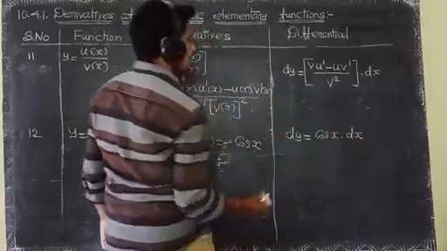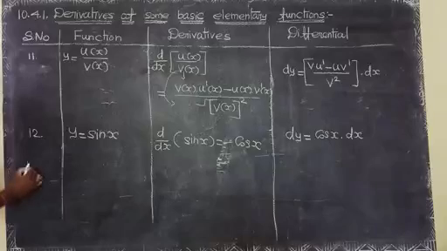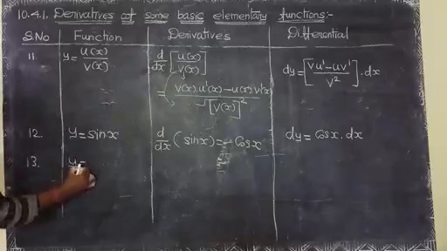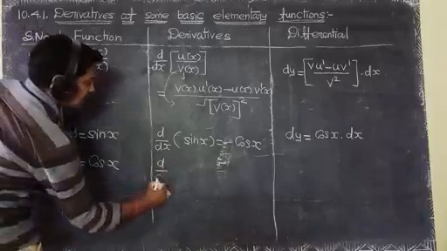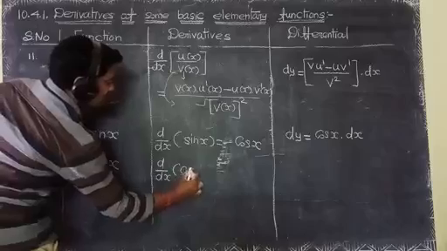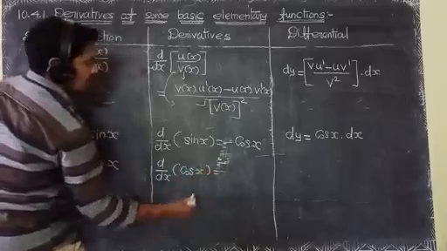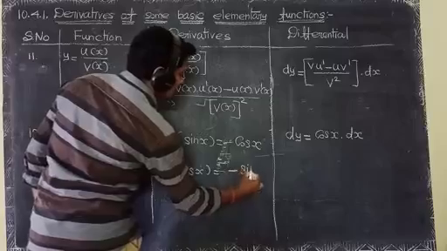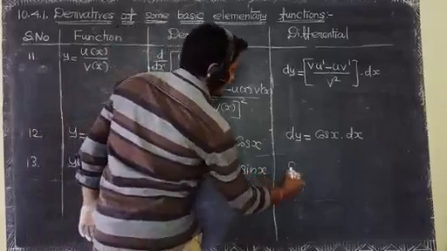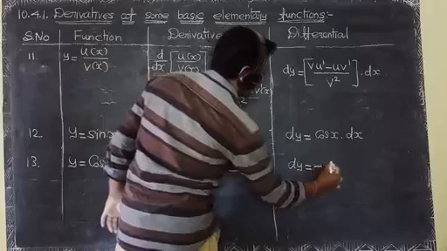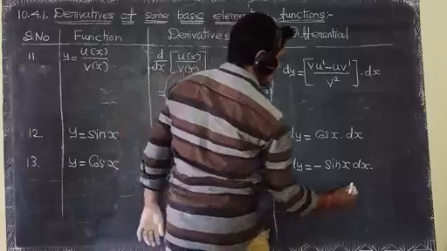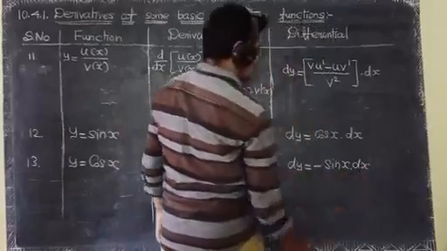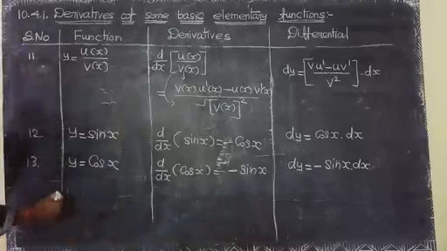Okay, cos x into dx. Next, serial number 13, y equal to cos x means d by dx of cos x, which is equal to minus sin x. Okay, minus sin x, that is dy, which is equal to minus sin x into dx.